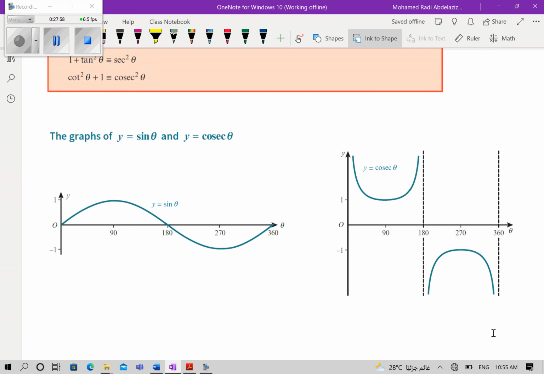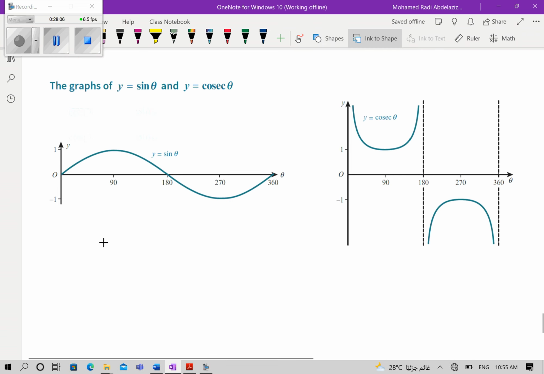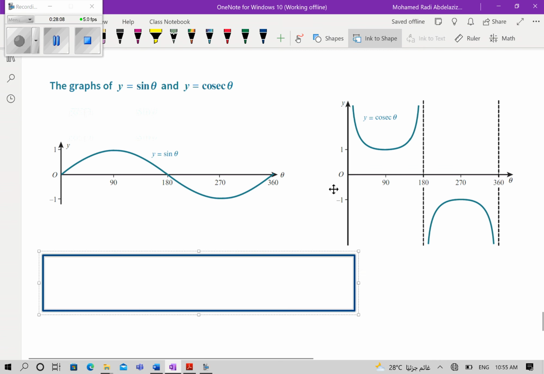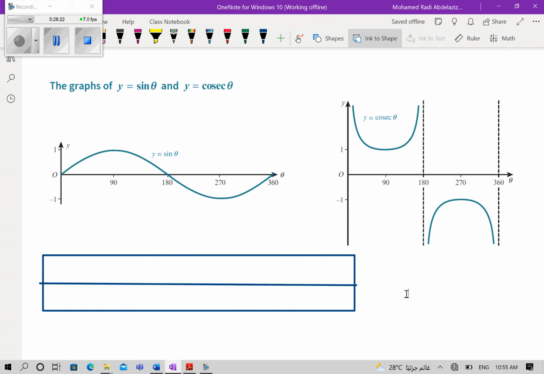How to sketch the graph of sine first? Do you remember from AS level? It starts from the origin, reaches 1 at 90, then returns to 0 at 180, then negative 1 at 270. When we explain this part for O-level students, we start by showing a table: x, y, 0, 90, 180, 270, 360.